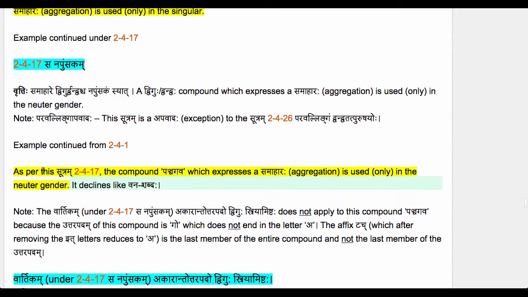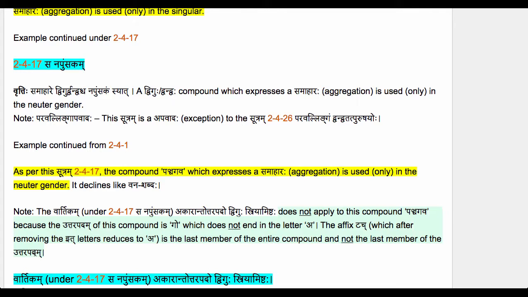And note here says that the vartikam under the sutram 2417 Sanapumsakam, the vartikam which says Akaranto तरपदो द्विगुः स्त्रियाम ishtaha, does not apply to this compound Panchagava, because the uttarapadam of this compound is go, which does not end in the letter a. The affix touch, which after removing the ith letters reduces to a, is the last member of the entire compound and not the last member of the uttarapadam.